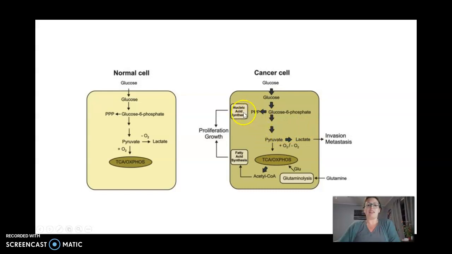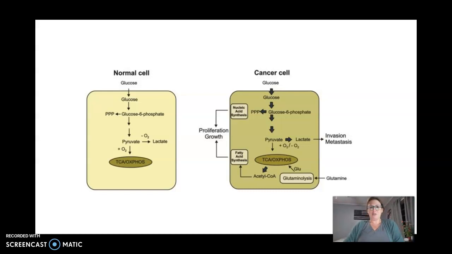PPP does nucleic acid synthesis. You also have down here acetyl-CoA going into fatty acid synthesis. The two of those together really support that cancer cell growth, which is why they choose M2 as their isoform, because they can rapidly grow more so than the average cell.